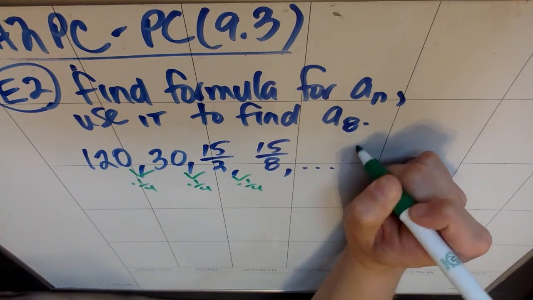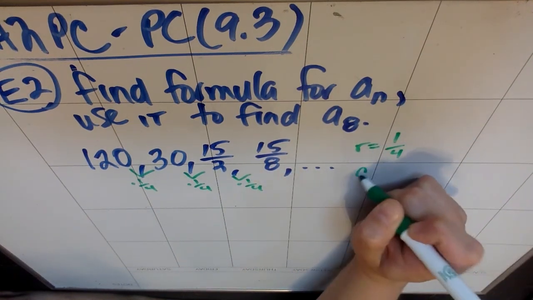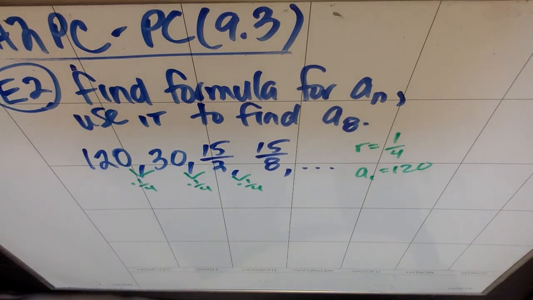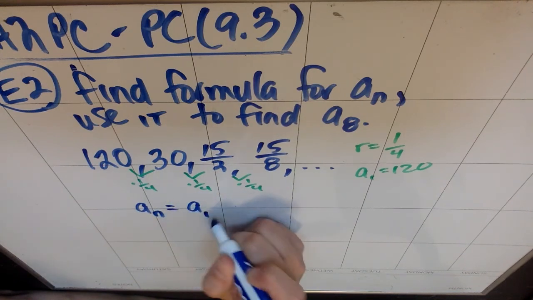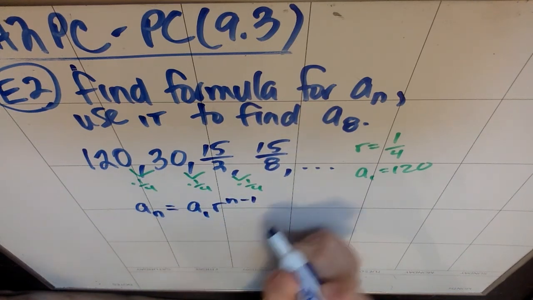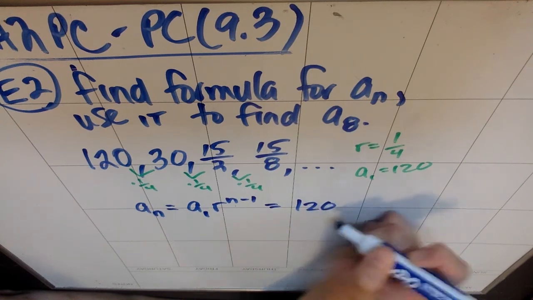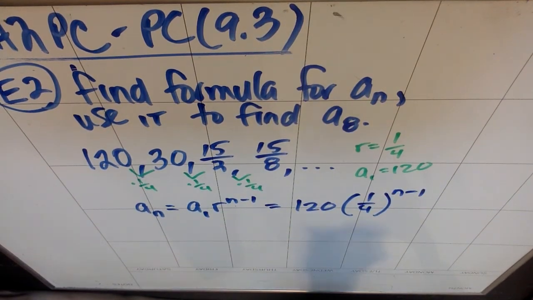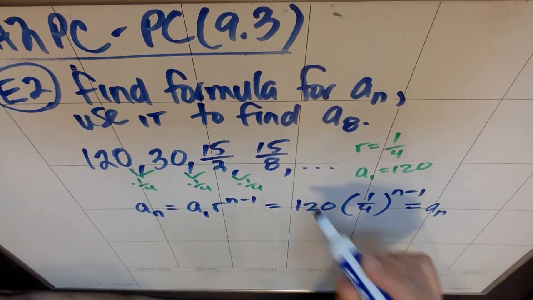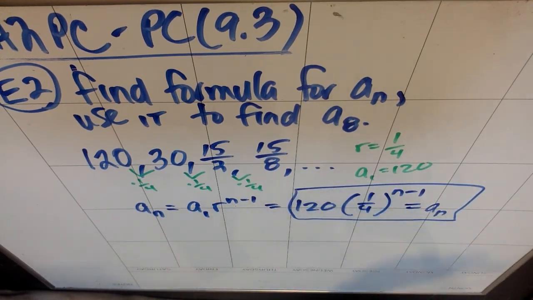So it seems to me that my r is 1/4, and my a sub 1 is 120, right? Well, if I know a sub 1 and I know r, then in order to find my a sub nth term, it's going to be a sub 1 times r to the n minus 1. So my nth term in this problem is going to be 120 times 1/4 to the n minus 1. This is my formula for my nth term. That's the first thing I was asked to do.